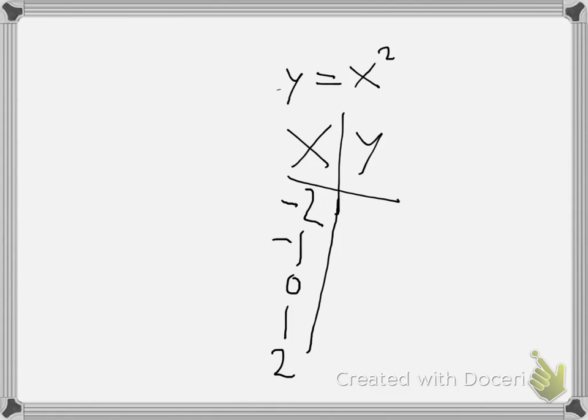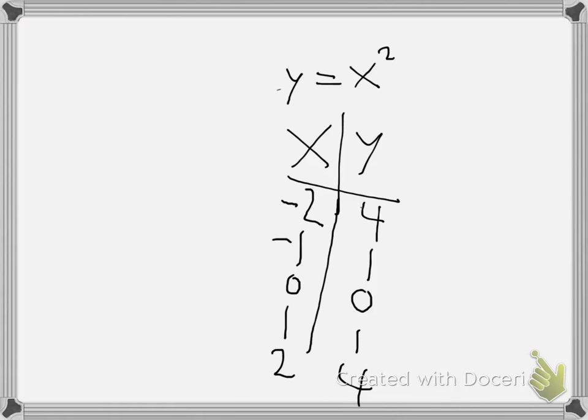If we take -2 and square it, we'll get +4, since two negatives make a positive. So let's write +4. If we take -1 and square it, we'll get 1, since two negatives make a positive. 0 squared is 0, 1 squared is 1, and 2 squared is 4.